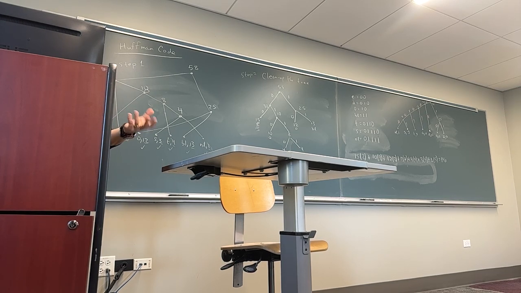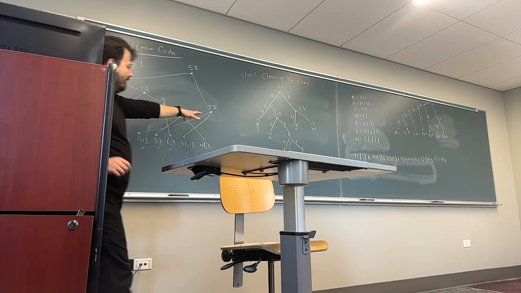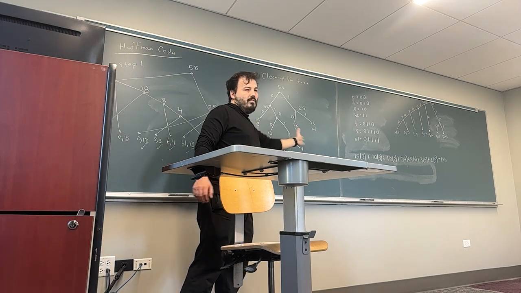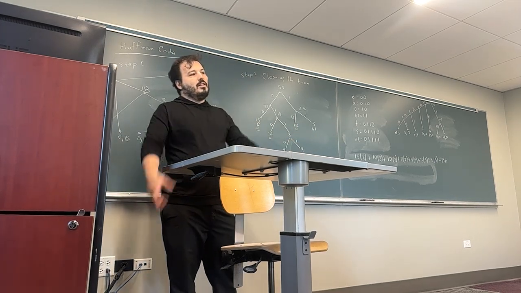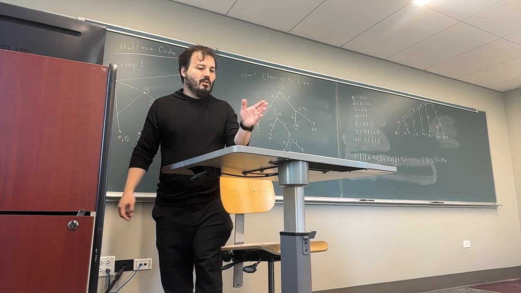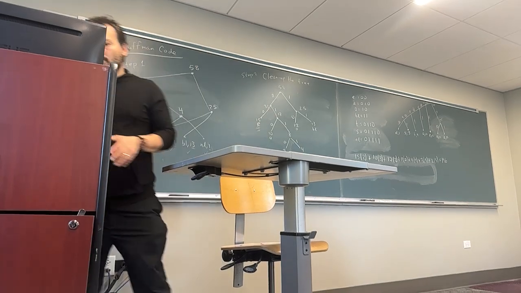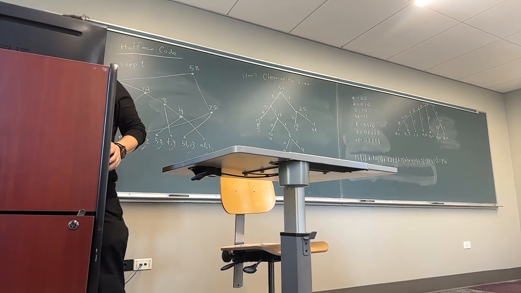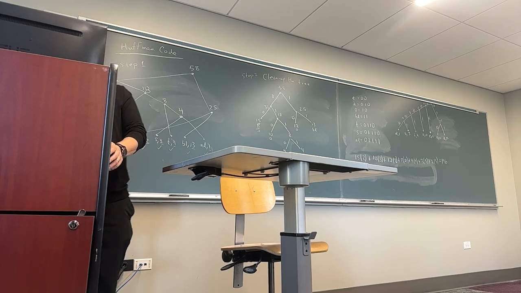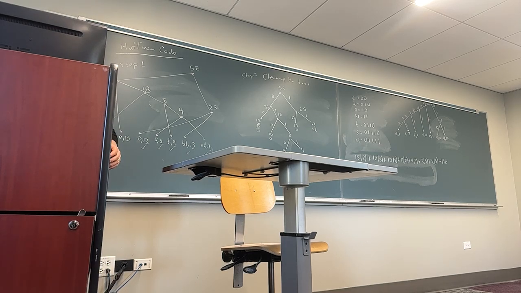So building the heap is big O of n, and then the number of roots is big O of log n. So then the total number of operations is big O of n times log n. Okay, any questions on greedy algorithm?